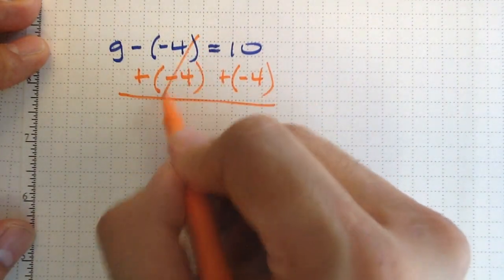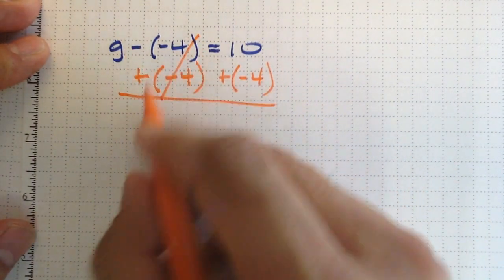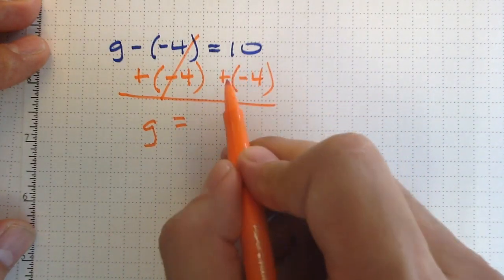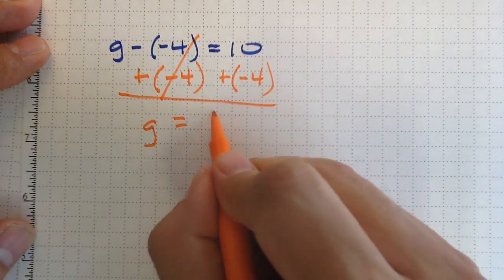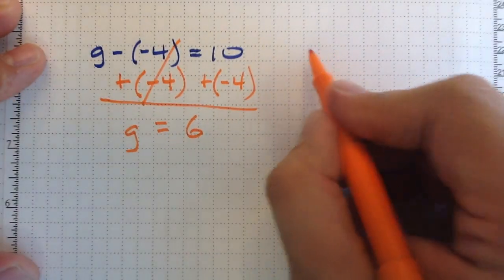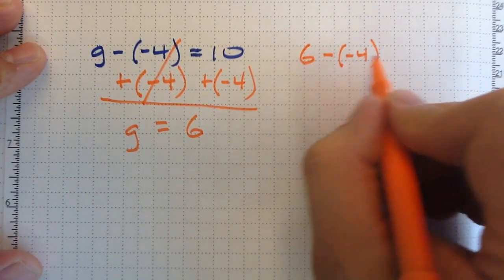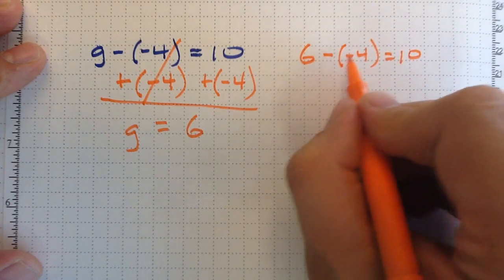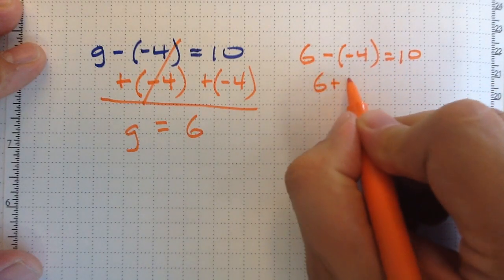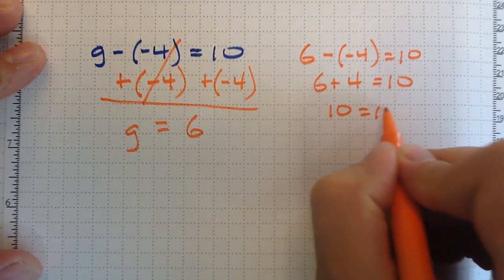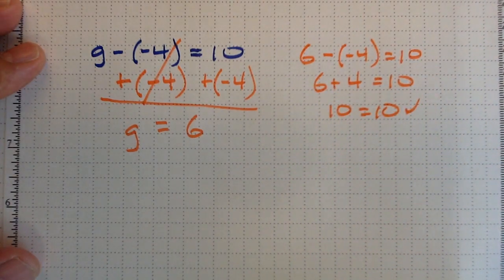and then I do my work. These cancel out. G drops down, equal sign drops down, 10 plus negative 4 would turn out to be 6. And to check my answer, plug 6 back in. 6 minus negative 4 equals 10. Minus a negative is plus. And 6 plus 4, 10 equals 10. So it checks out.